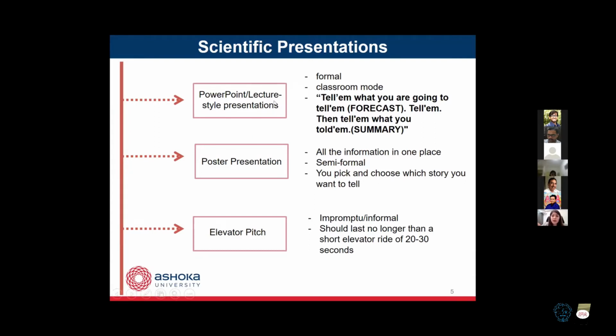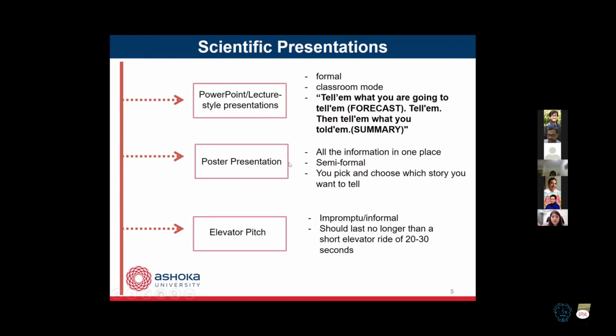First comes the PowerPoint or the lecture style of presentation. This is more of a formal classroom mode of presentation, where you establish a one-way sort of conversation. So you tell your audience what you're going to tell them, which is that you forecast. Then you actually tell them, that is, you discuss the results and discussions. Then you tell them what you told them, which is that you summarize your findings. So I'll come to the details in a short while.